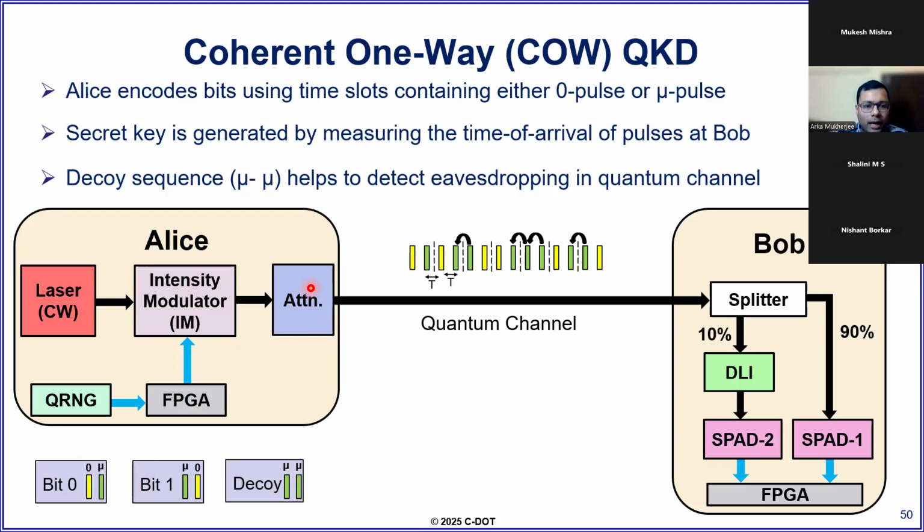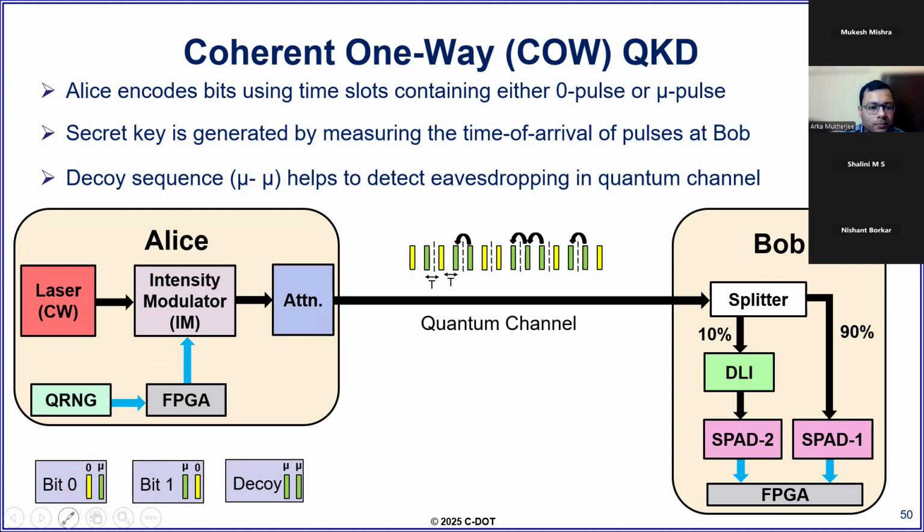So how do we actually modulate the states? There are two time slots: one is called early and the other one is called late. If there is a photon in the late time slot, we call it a bit 0. If there is a photon in the early time slot, we call it a bit 1. And if there is a photon in both time slots, let's call it a decoy state. So this is our convention. You can use other conventions also. That does not change the protocol; it is only a convention for how you define bit 0 and bit 1.